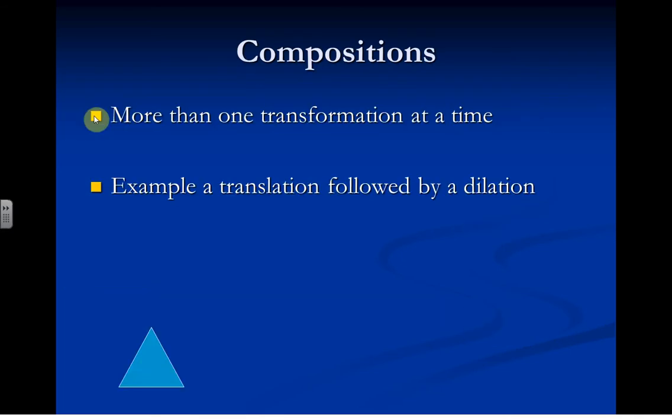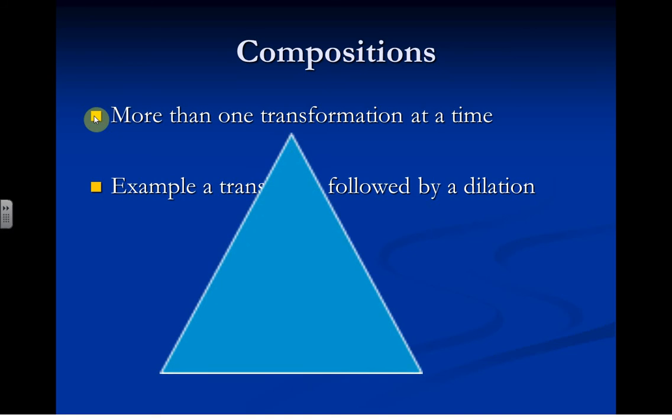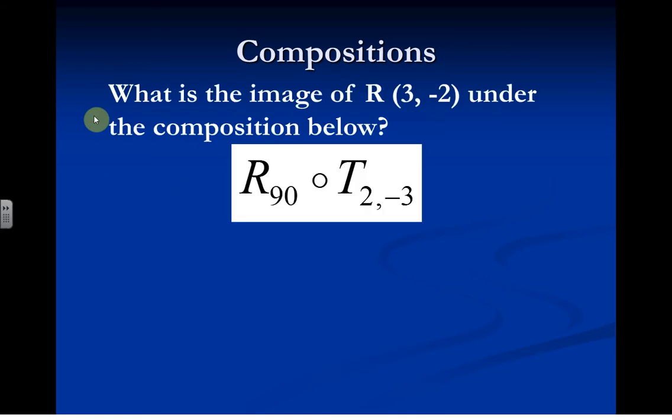So now let's talk about what a composition is. A composition is when you do more than one transformation at once. So, for example, I could do a translation, so I slide it, followed by a dilation where it gets bigger. That's a composition, okay? This is what it's going to look like.